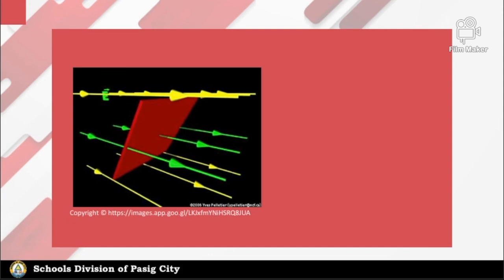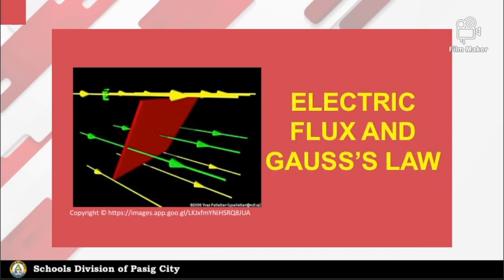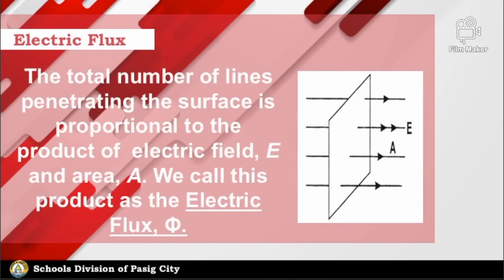In the previous lesson, we learned that the number of lines per unit area is proportional to the magnitude of the electric field. We also call those lines flux density. In a uniform electric field, both in magnitude and direction, penetrating a surface area A which is perpendicular to the field as shown in the illustration, the total number of lines penetrating the surface is proportional to the product of electric field E and area A. We call this product electric flux.